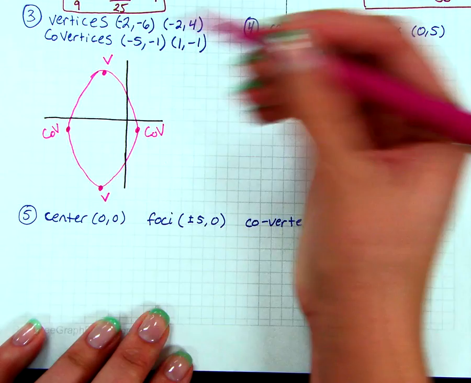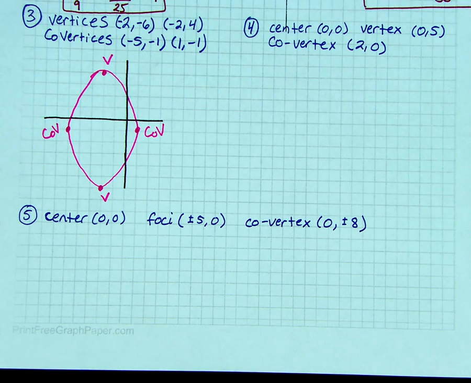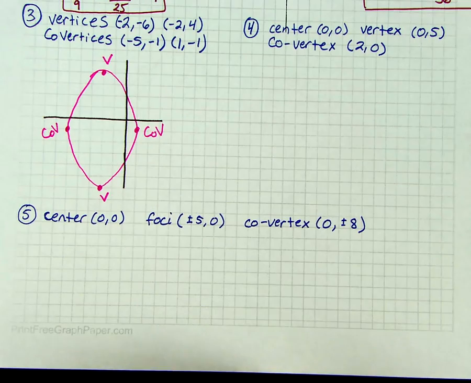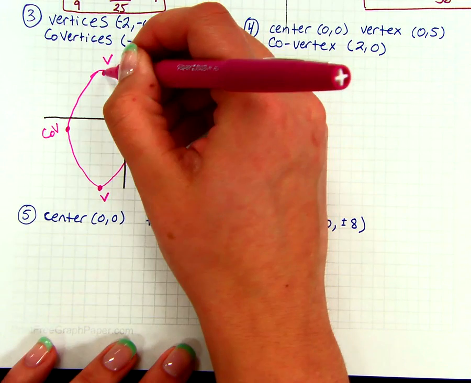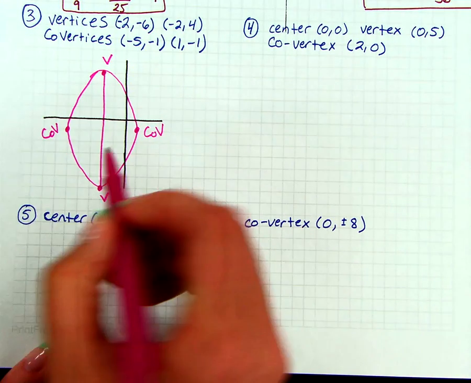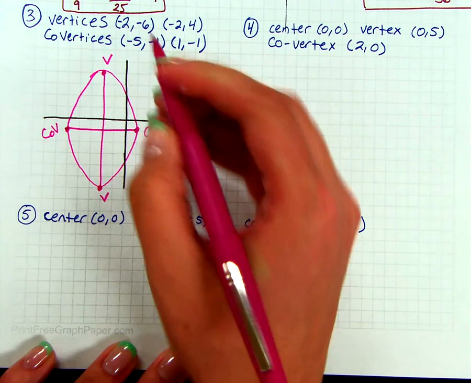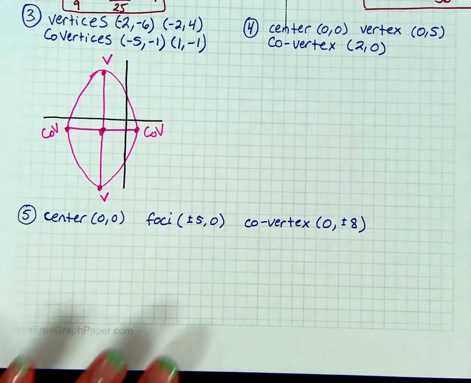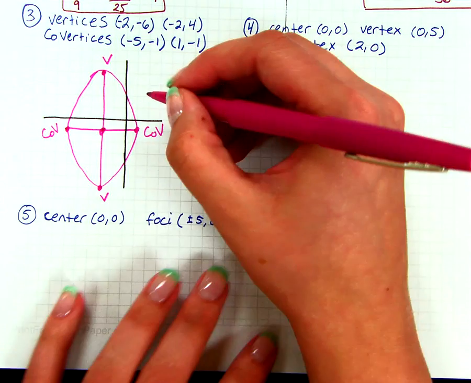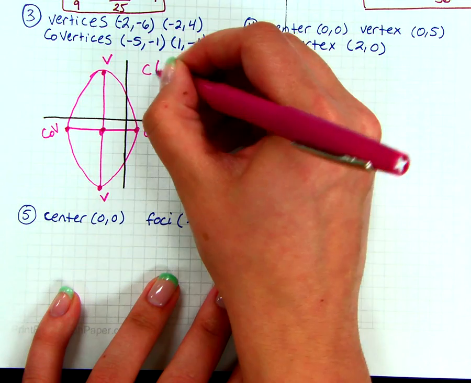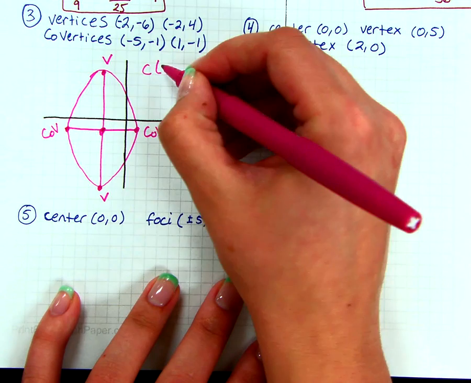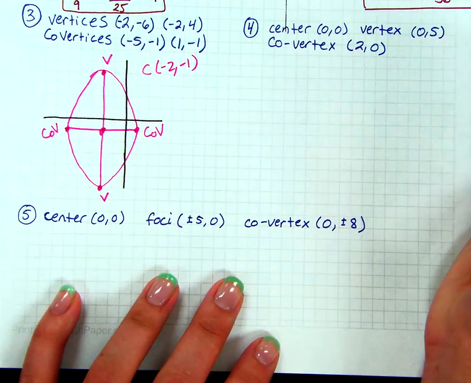So looking at that, we know that it's going to be vertical because it's longer vertically. And if I just connect the vertices and the co-vertices together right away, that should make it really easy to find our center. Okay. So the center is going to be -2, -1.